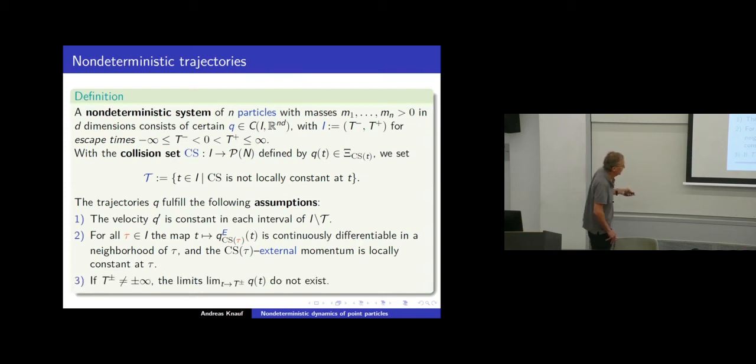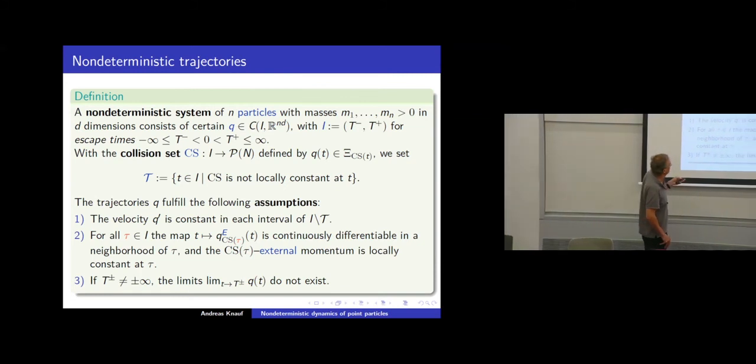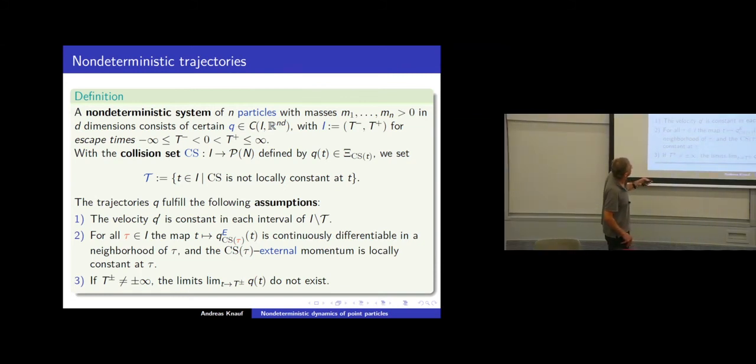And the last condition: if these escape times are not plus minus infinity, then there must be reasons, and the reason is that the limit of Q of T doesn't exist. How the mass center goes through the momenta, because the momenta, I guess, at this transparency I didn't write them, but the momentum of the i-th particle is mi times qi dot. So it's basically the Euclidean structure that you change. Yeah?